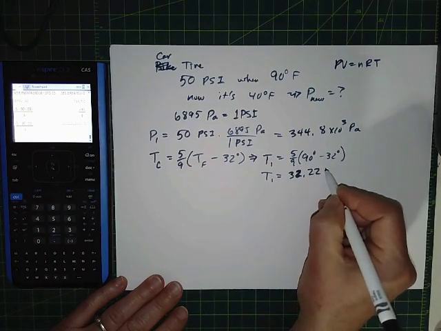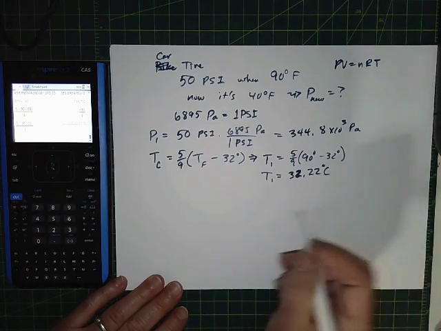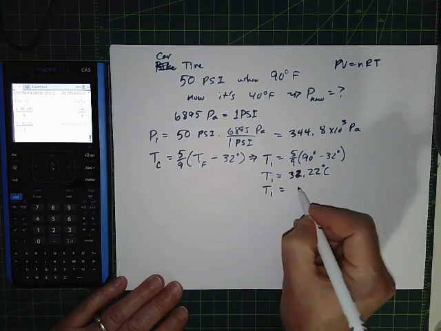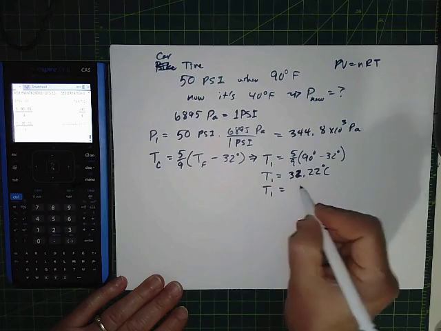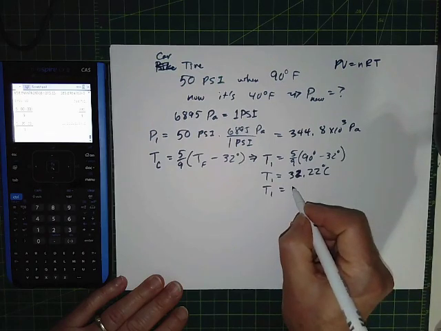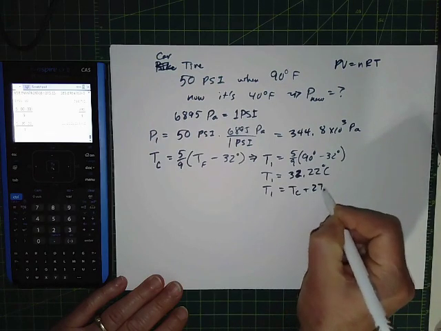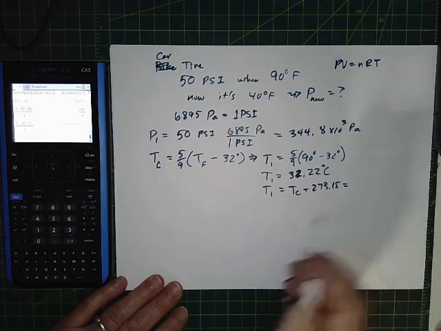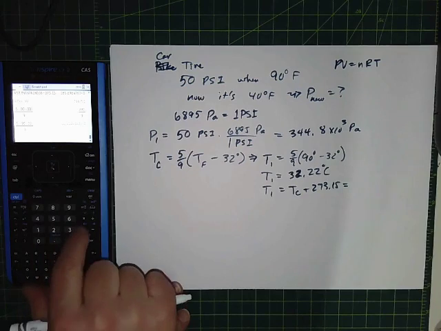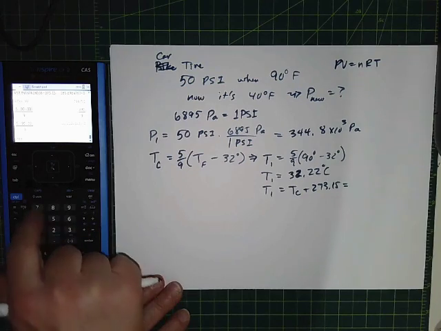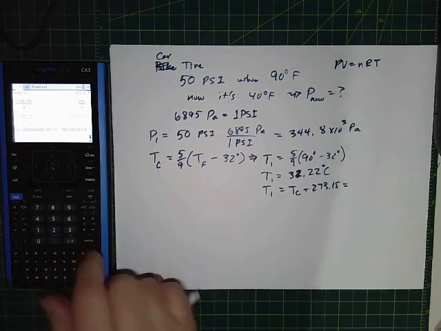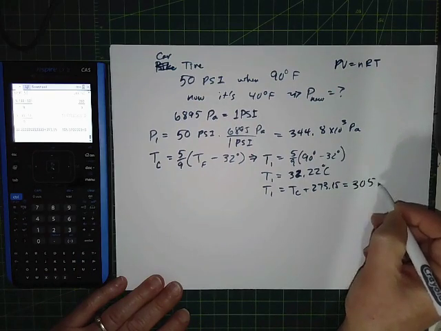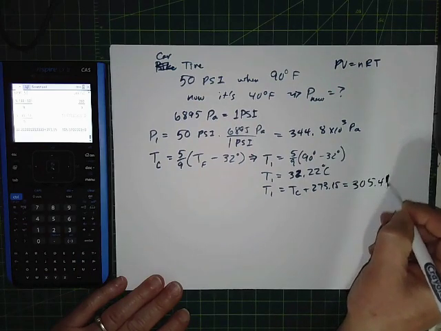We get 32.22 degrees Celsius, right? But we really want Kelvin, so for temperature 1 in Kelvin, we have to add 273.15 to the temperature in Celsius. Probably 3 sig digs is enough for us, but let's go ahead and do that anyway. So we add 273.15 and we get 305.4 Kelvin.